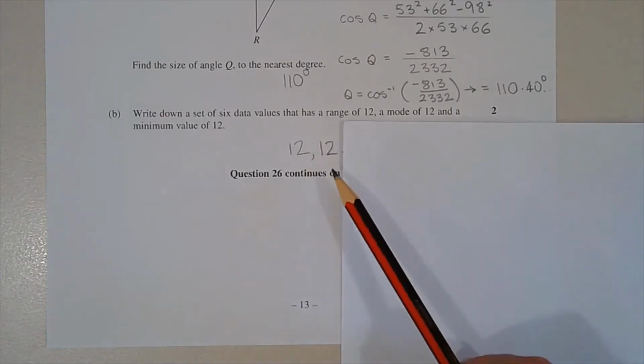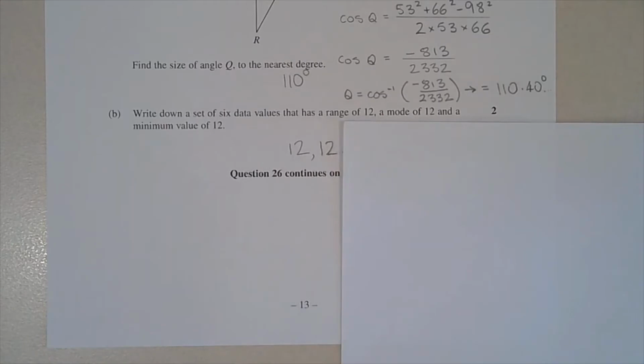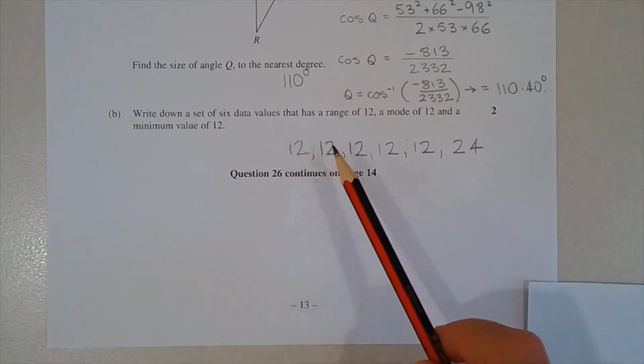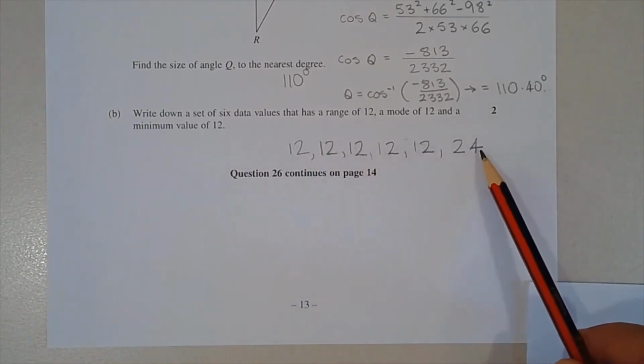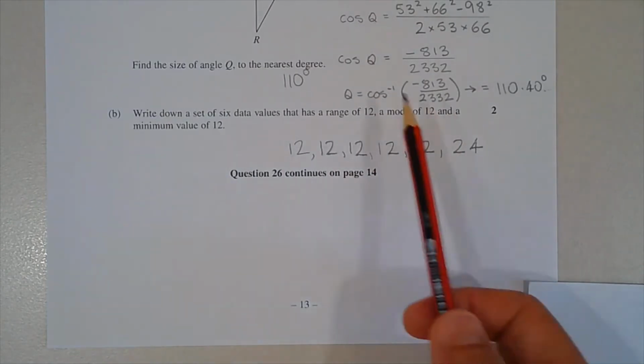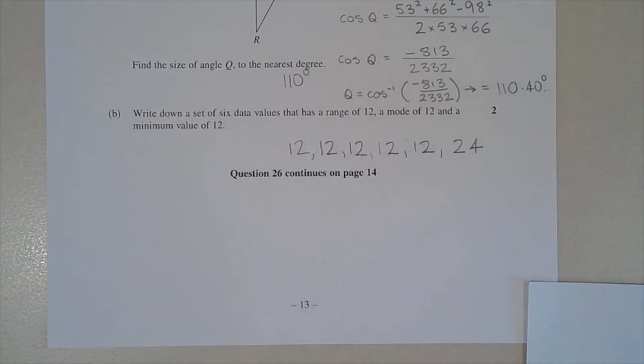So perhaps I could write a second 12 there. But there's nowhere in the question that states that the scores have to be different or distinct. So I decided one response could be to just fill the middle 4 scores with the number 12, and that answers the question. You could have another response, for example, 12, 12, 13, 14, 15, 24, that will answer the question, or any set of numbers in between such that all 3 conditions are satisfied.